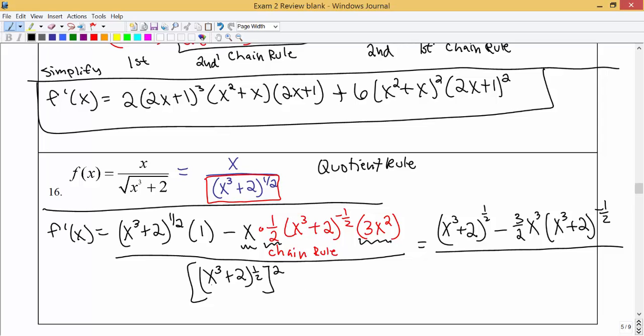And then this says that when we square this, of course, we're going to multiply these exponents together. 1/2 squared, of course, is just 1, so we're just going to take all of this and raise it to the power of 1, which is just x cubed plus 2. And this would be the simplified version of that derivative.